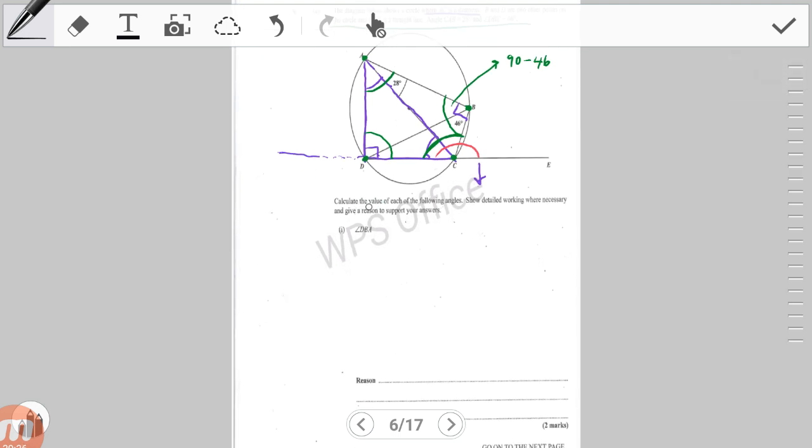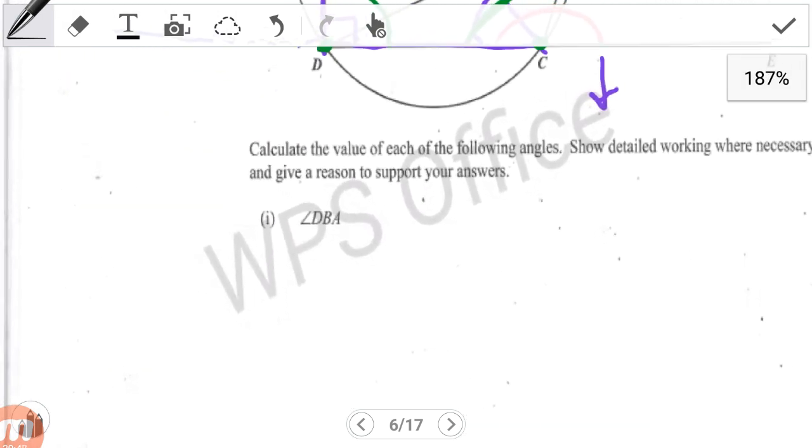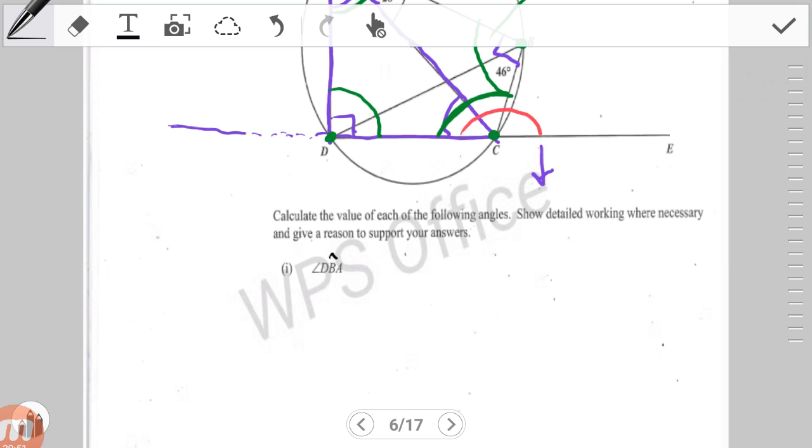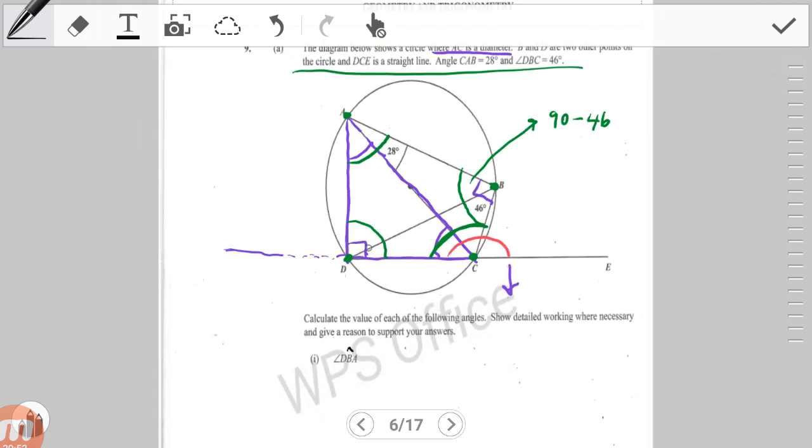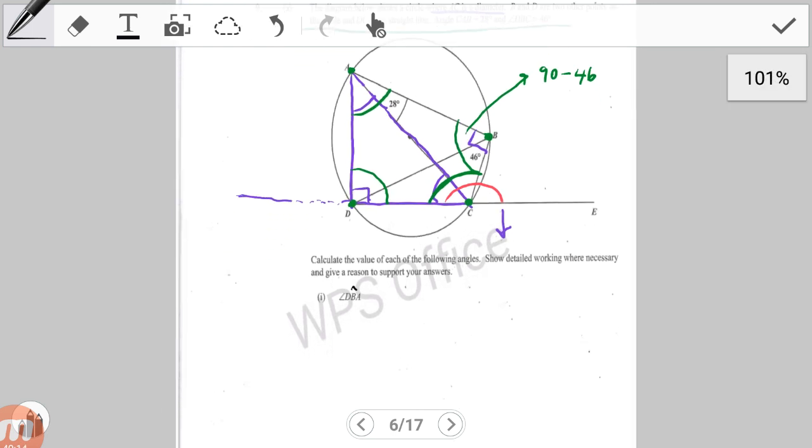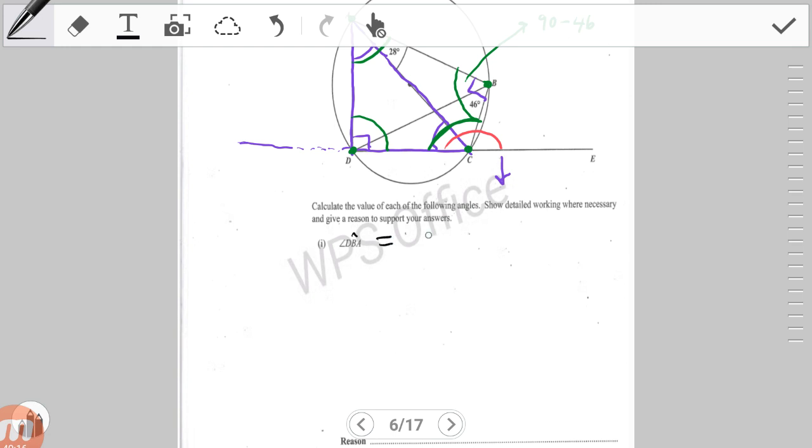So here it says that we're to calculate the value of each of the following angles. Again, show detailed working where necessary and give a reason to support your answer. And we're in fact looking for the angle DBA. That's the angle that is at B. So that's D, which is here, B, A, and it is in fact the angle that we had indicated whilst we were searching for our clue. So you can see that just by searching for clues and forming relationships, by the time you get down to the question that they're asking, you'd have already had a very good idea of how to actually find that angle. So right away, we don't have to do much work here.